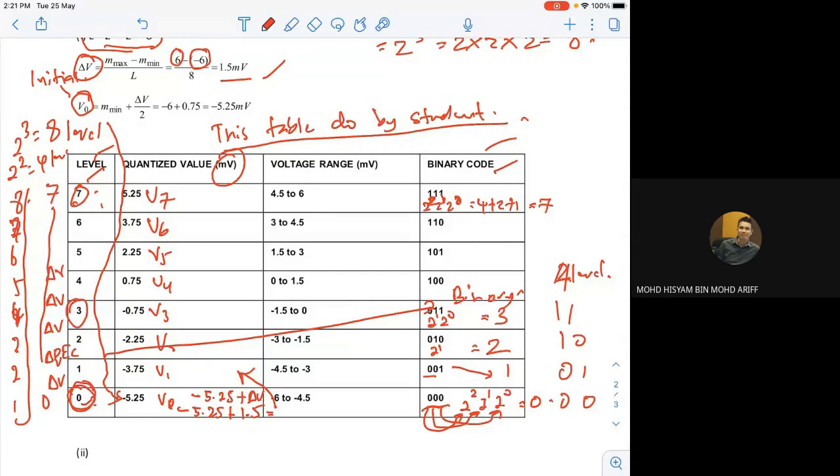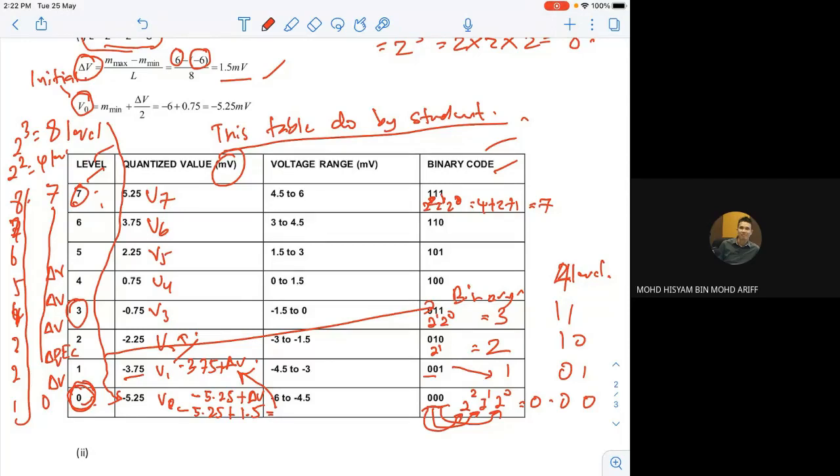Okay, so the next one is the same. How do you obtain the next value? You got 3.75 here. How about the next value, V2? Negative 0.375 plus delta V. Every interval you just add up. So negative 0.375 plus delta V 1.5, you get 2.25. Clear or not? Clear, sir. Clear. This one will come in your final exam test.